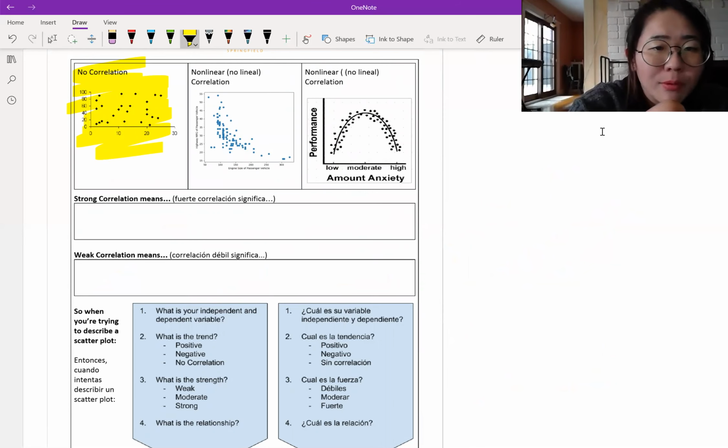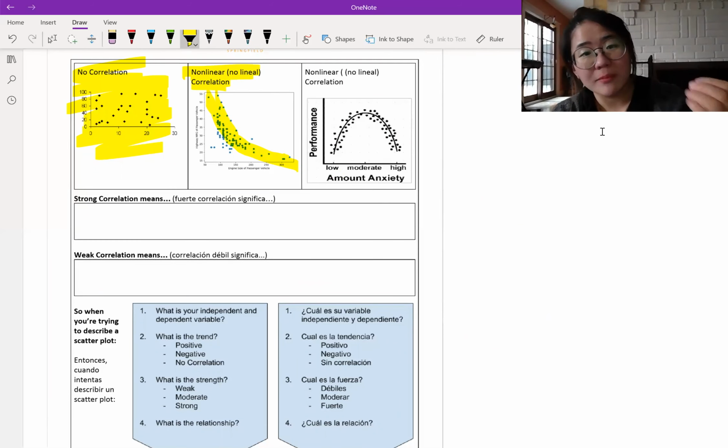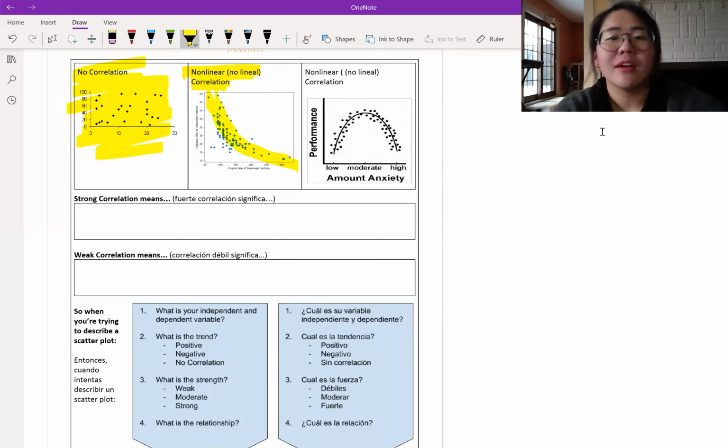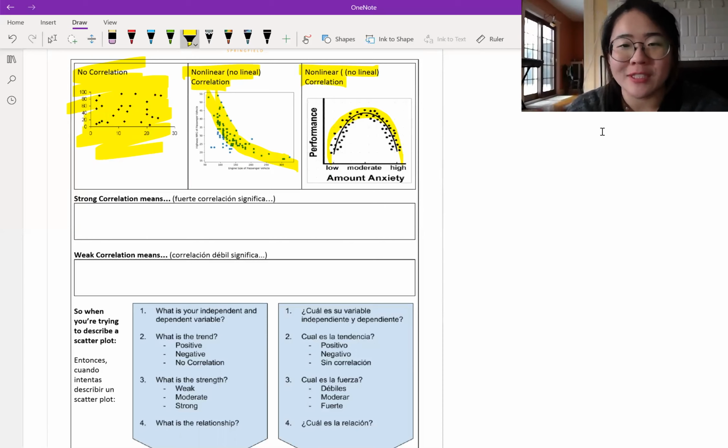If you look at this one, this might look like an example of no correlation. But this is actually something called a nonlinear correlation. So there is a relationship. It follows a different pattern. It doesn't make a line. Basically, anything that's nonlinear, as the name says, is not a line. So if the pattern is curved, it means it's nonlinear.